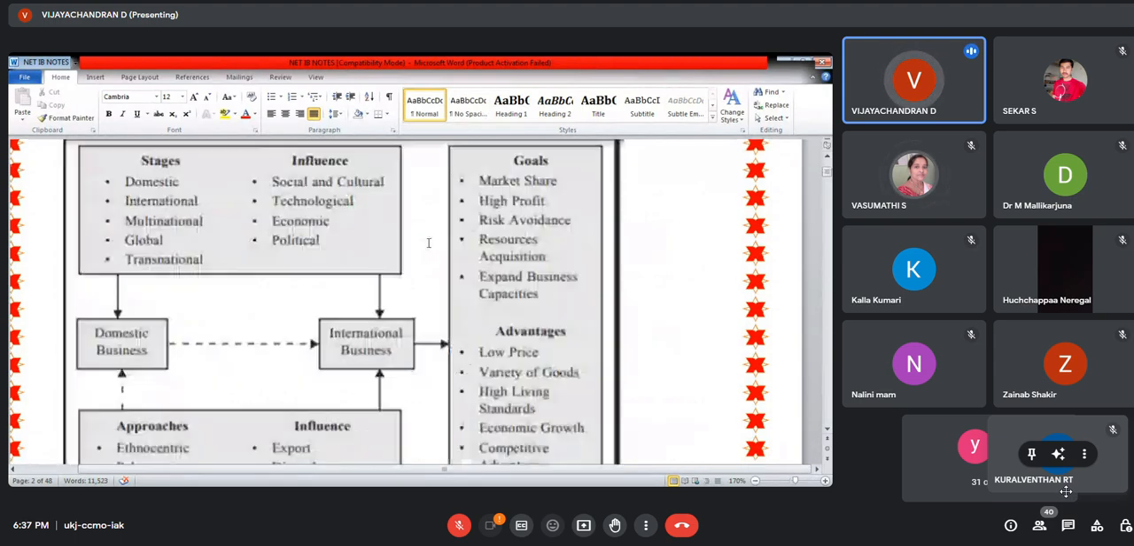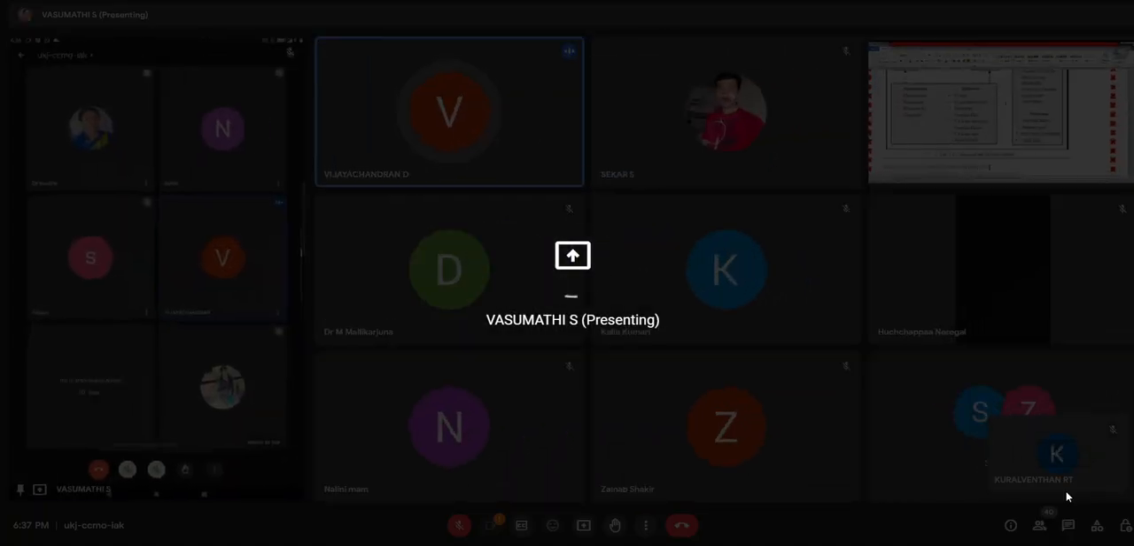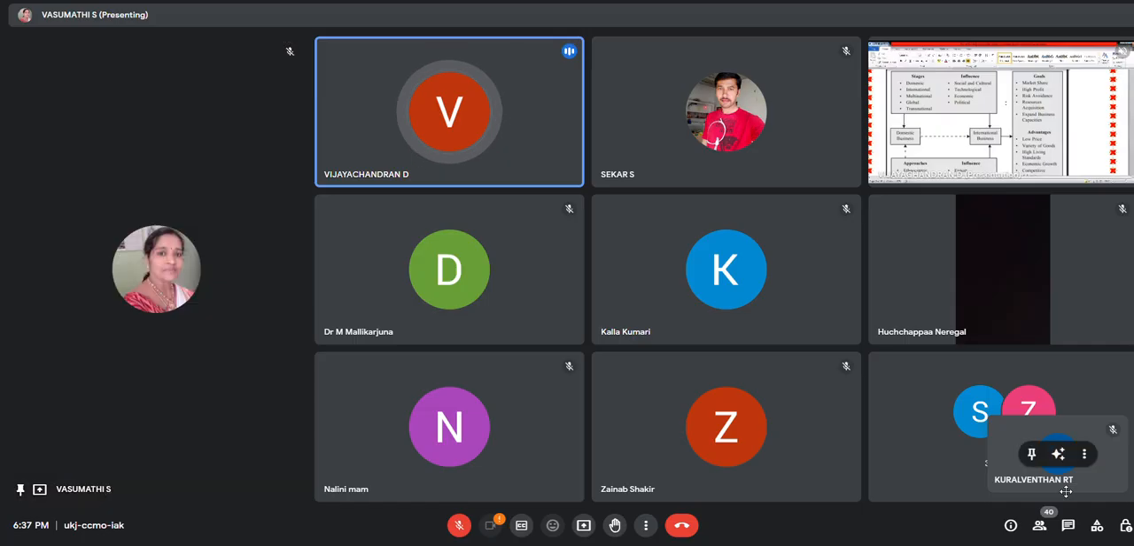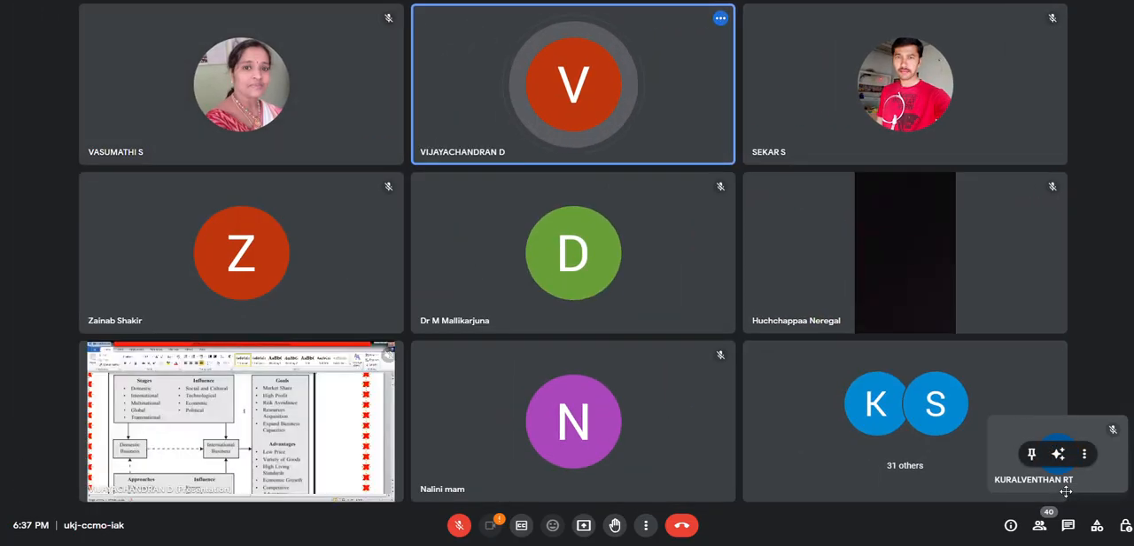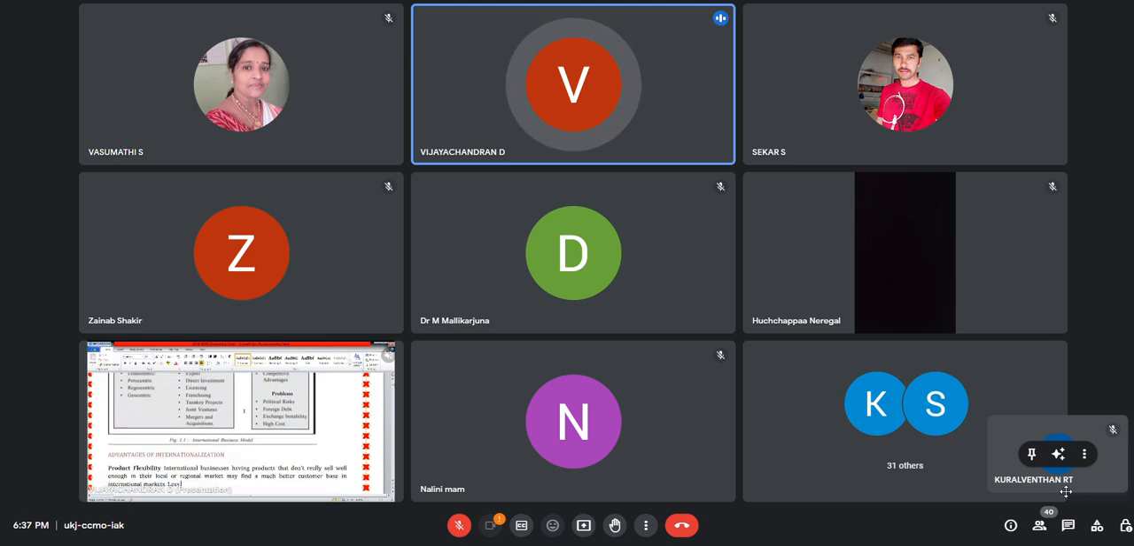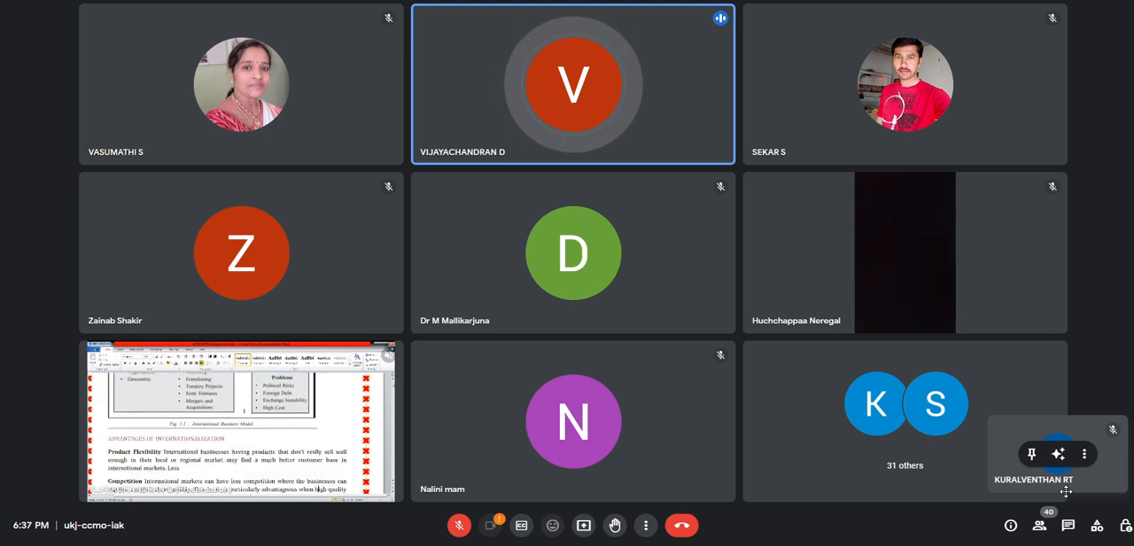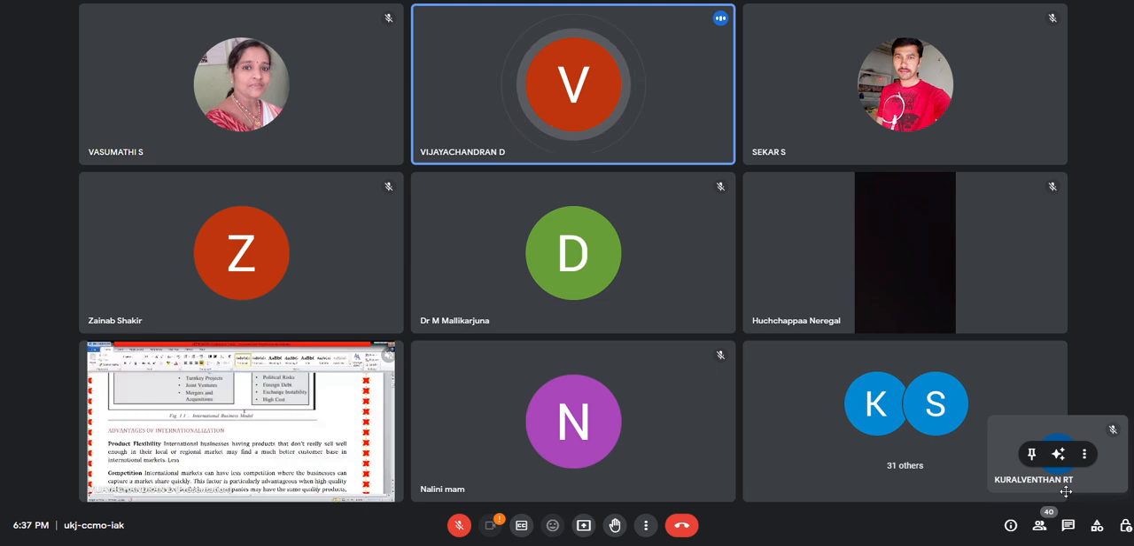See, these are all the things I'm going to discuss in the next slide. That is, what are the stages, what are the influences, what are the approaches, very important, what are the approaches in international trade, then what are the goals, also the advantages. So these are all the things we have to see. First, I have to say the advantages. What are the advantages of internationalization?